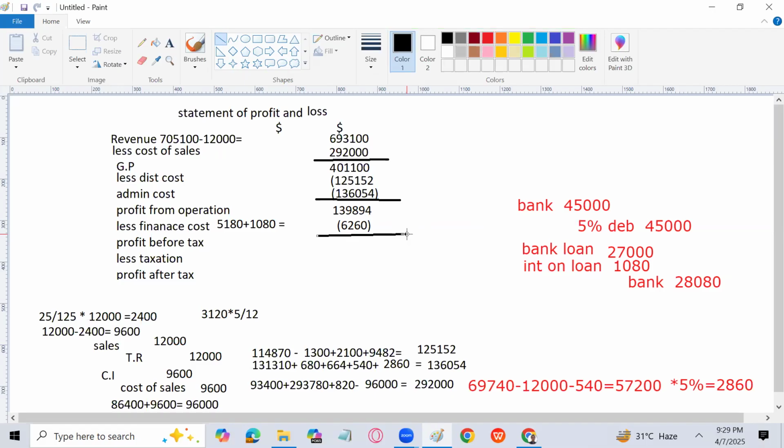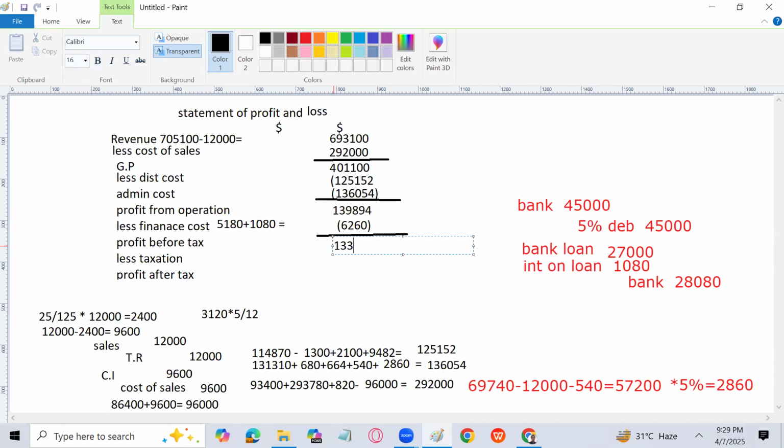139,894 minus 6260. That is 133,634. If you have any problem, you can ask me. Then you have to subtract the taxation, which is given in the question.